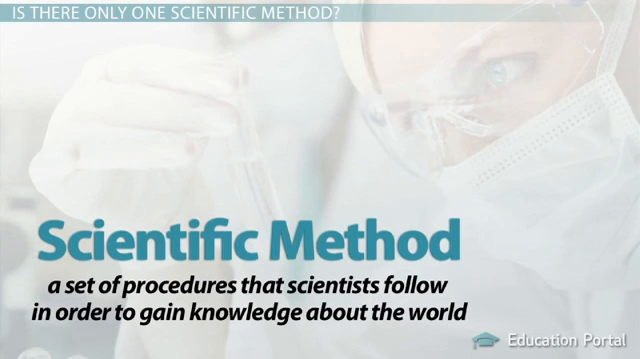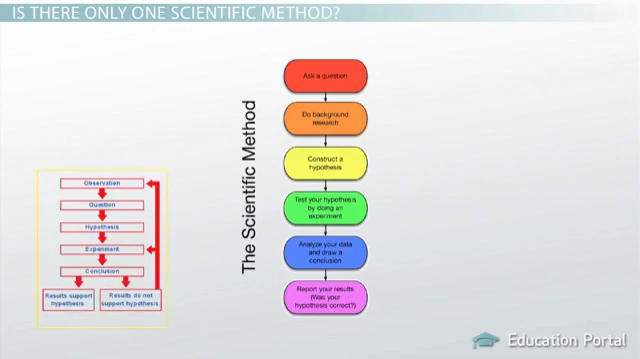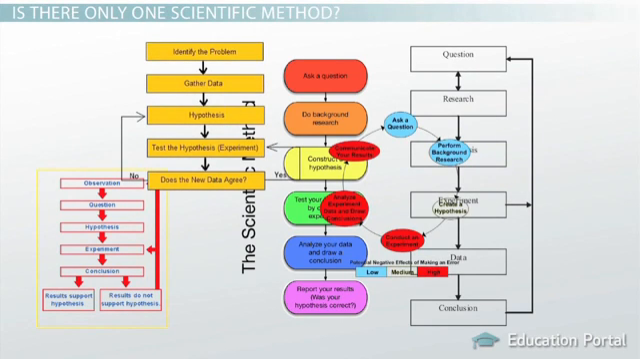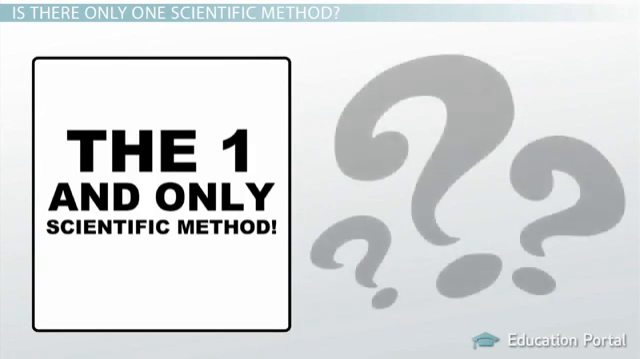However, the steps involved in the scientific method vary widely among the different scientific disciplines. Chemists follow the method a bit differently than psychologists. Geologists and botanists have their own unique methods. So is there really one scientific method that encompasses all of science? To find out, we'll need to learn more about the scientific process.